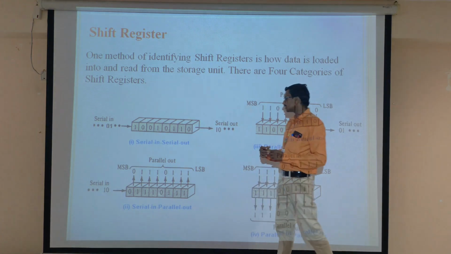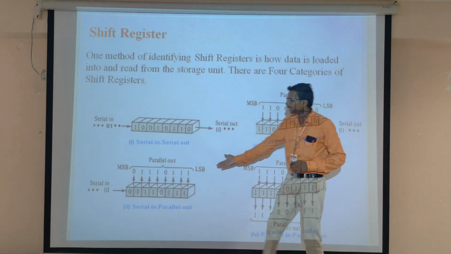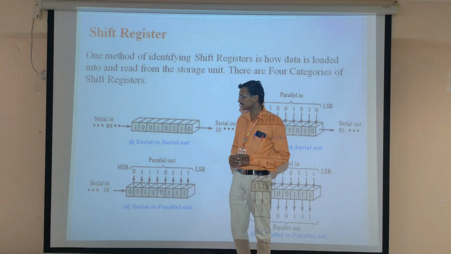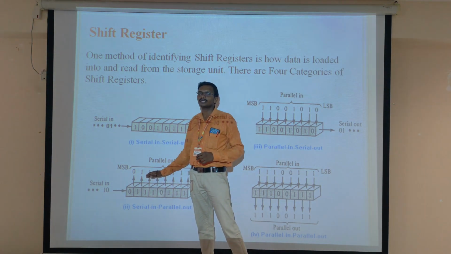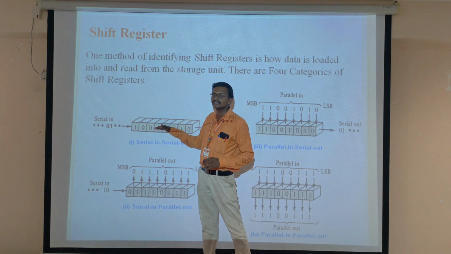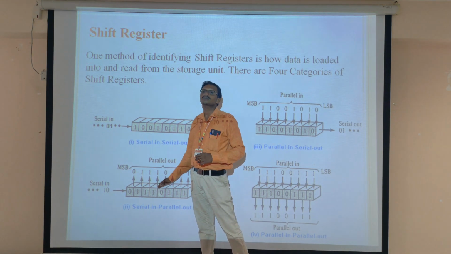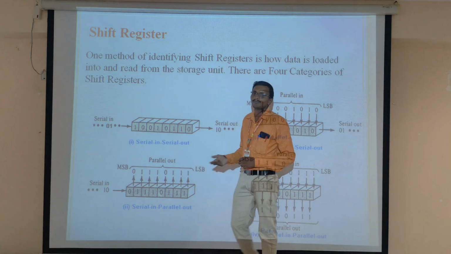The next one is called serial in, parallel out. Serial in, parallel out means we apply the input in serial manner, but we get the output in parallel manner. Compared to serial in, serial out, serial in, parallel out is called a quick processor, because we get the output in parallel.